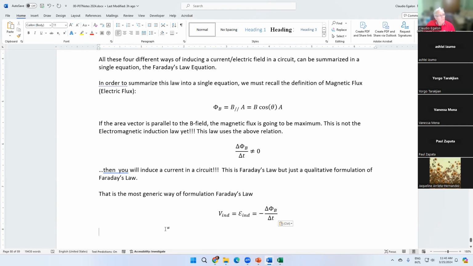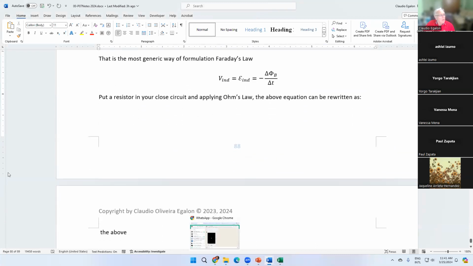Using Ohm's law, we can write them both. Put a resistor in your closed circuit and apply Ohm's law. The above equation can be written as, here you go, like that. Electric potential difference is resistance times induced current. So we have an induced electromotive force, and we have an induced current that's associated with the electromotive force.